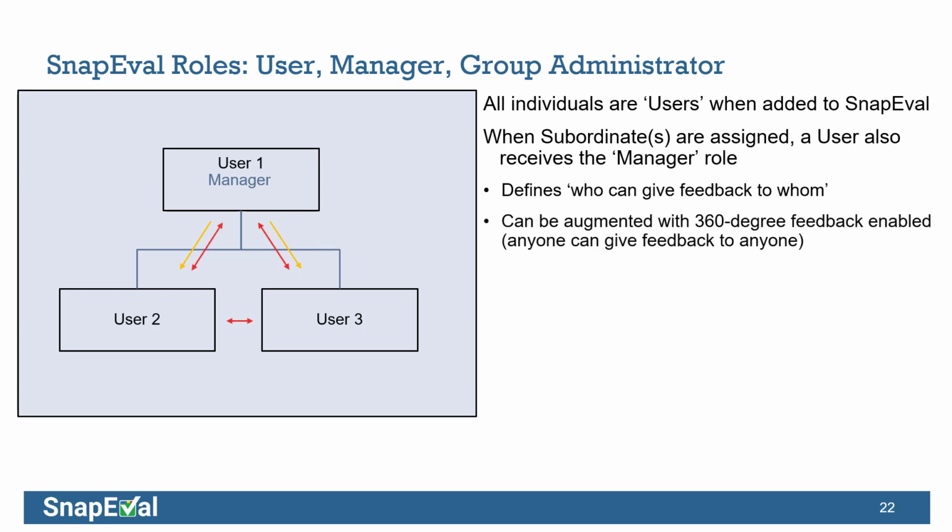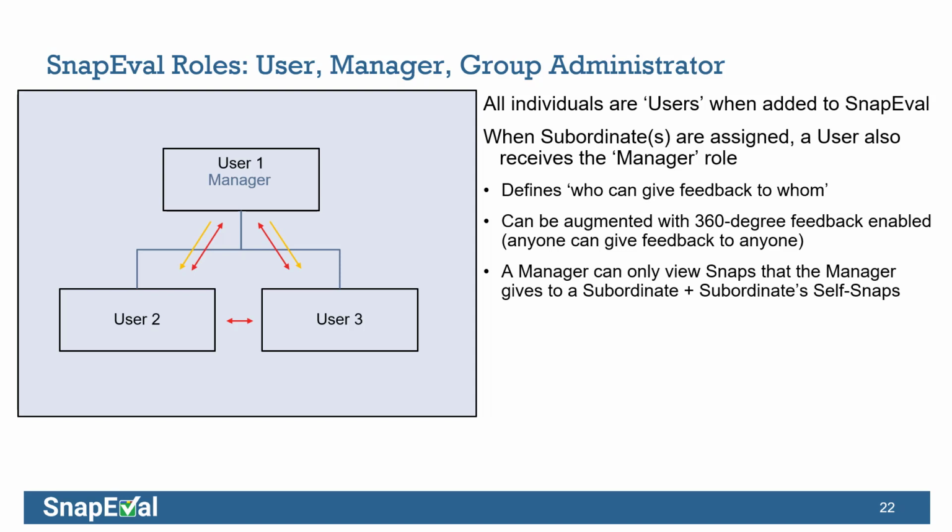This can be augmented with 360-degree feedback enabled. This can be done by an organization administrator in SnapEval who is typically your HR professional. When 360-degree feedback is enabled, anyone can give feedback to anyone else in the organization. A manager can only view the snaps that the manager themselves have given to a subordinate, plus a subordinate's self-snaps. In other words, the manager can't see snaps that the employee or subordinate has received from anybody else in the company.